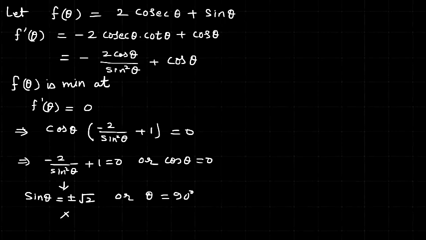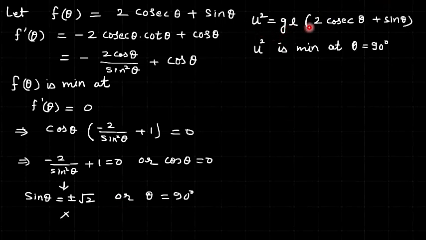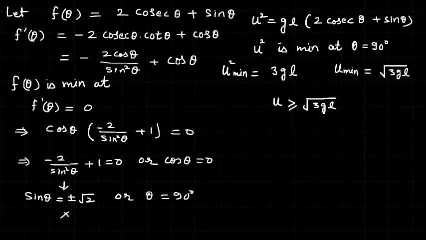So from here we had got u square. u square was gL times 2 cosec theta plus sine theta. So u square is minimum at theta is equal to 90 degree. And if I put it here, cosec 90 is 1, sine 90 is 1, so u square minimum is 3gL. So it means u should be greater than or equal to root 3gL, and that is the velocity that must be imparted so that B leaves. A leaves, sorry. Thank you.